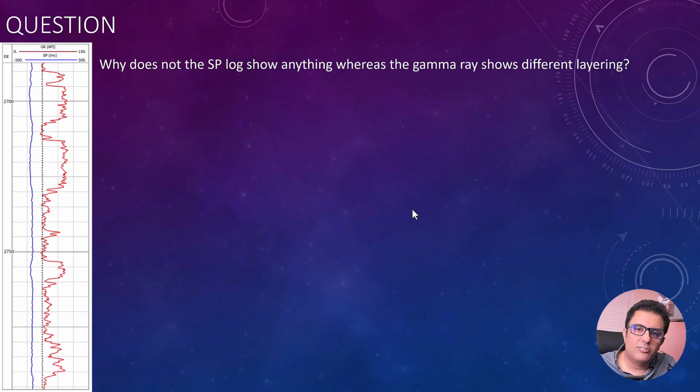So now let me ask you an insightful question. Let's look at this log. As you see here, the blue color means the readings of the SP log, and the red color means the readings of the gamma ray log. So why does the SP log not show anything, whereas the gamma ray log shows different layering? Almost nothing shows on the SP log, but gamma ray shows a lot of layering. So what's the reason?